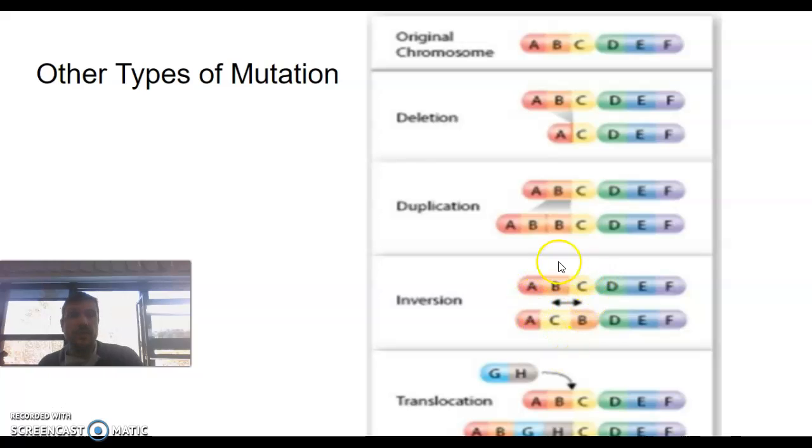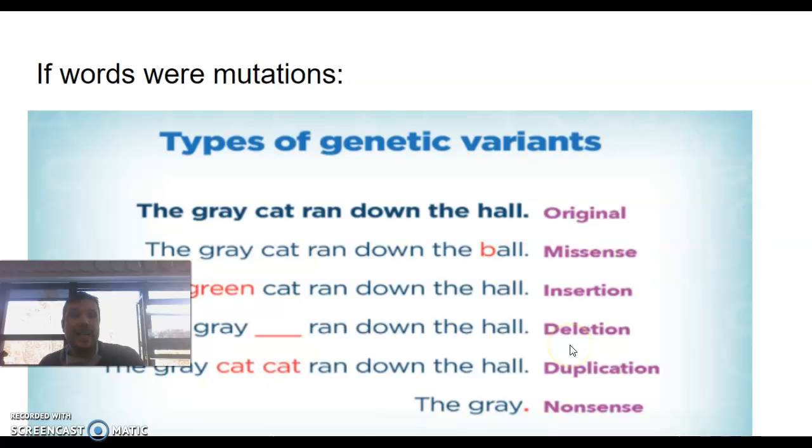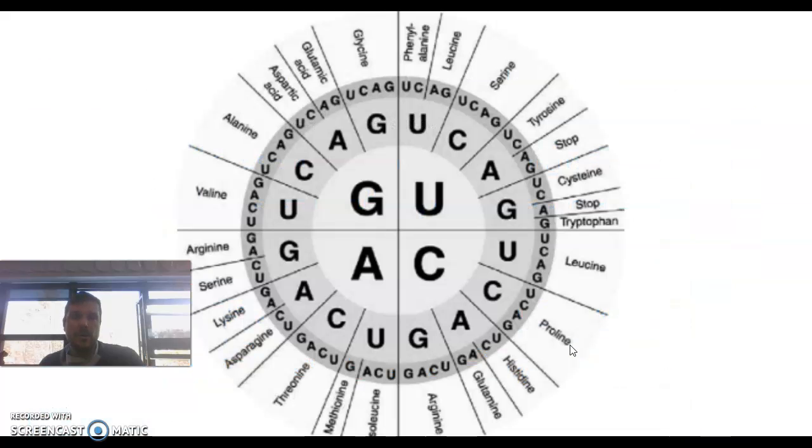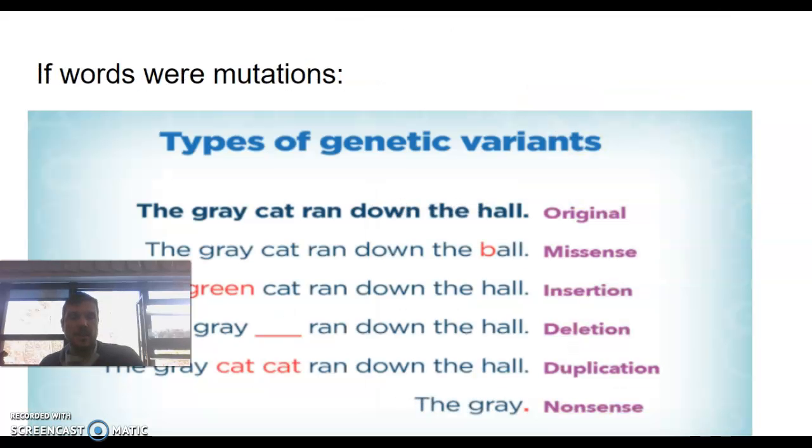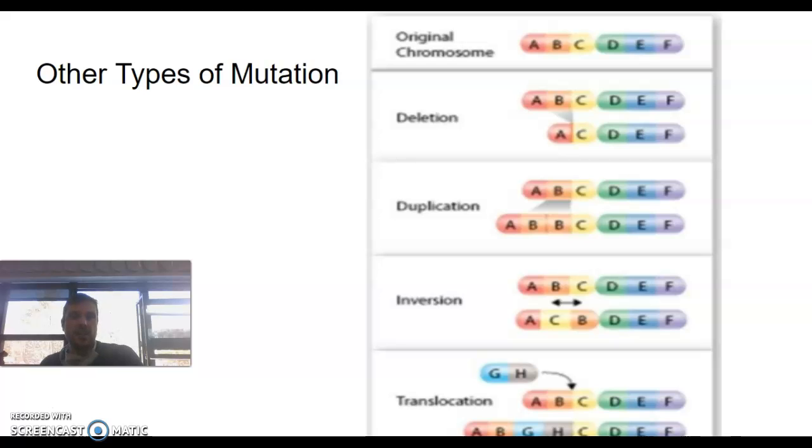Inversion, we can flip flop parts of a chromosome and change things, and then also we could have this thing called a translocation, where we have a small piece of another chromosome break off and get inserted on this chromosome, which, depending on where it breaks, could be an issue as well.